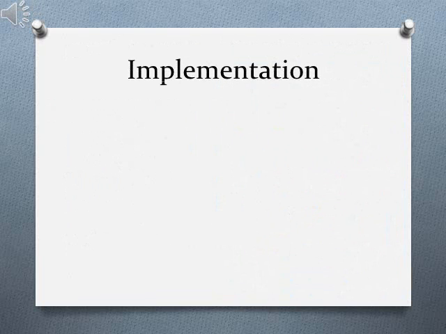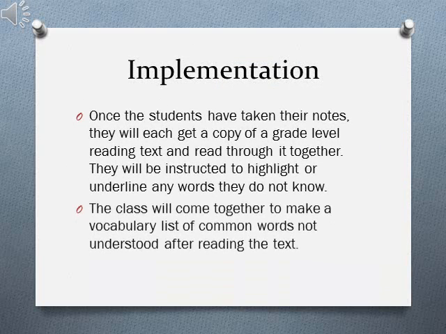Once the students have taken their notes, they will each get a copy of a grade level reading text and read through it together. They will be instructed to highlight or underline any words they do not know. The class will come together to make a vocabulary list of common words not understood after reading the text.